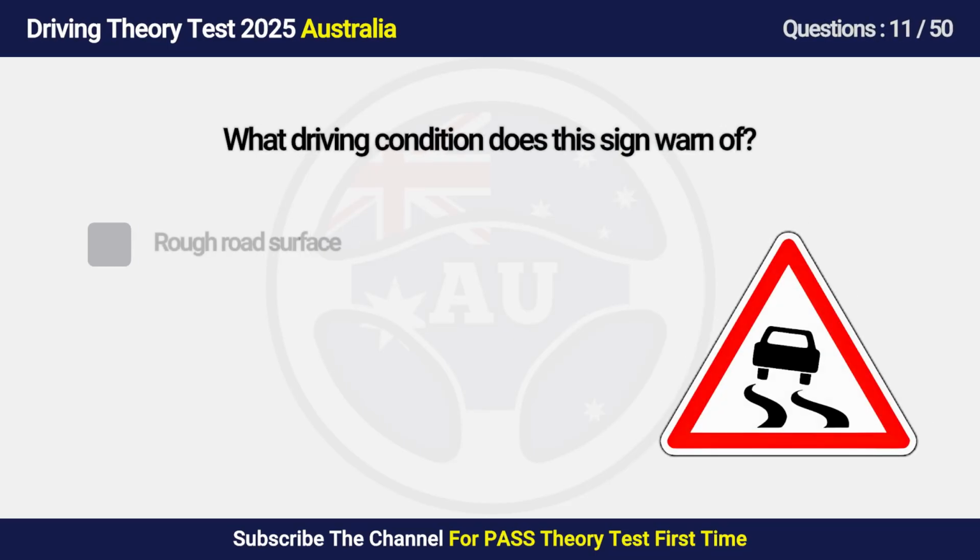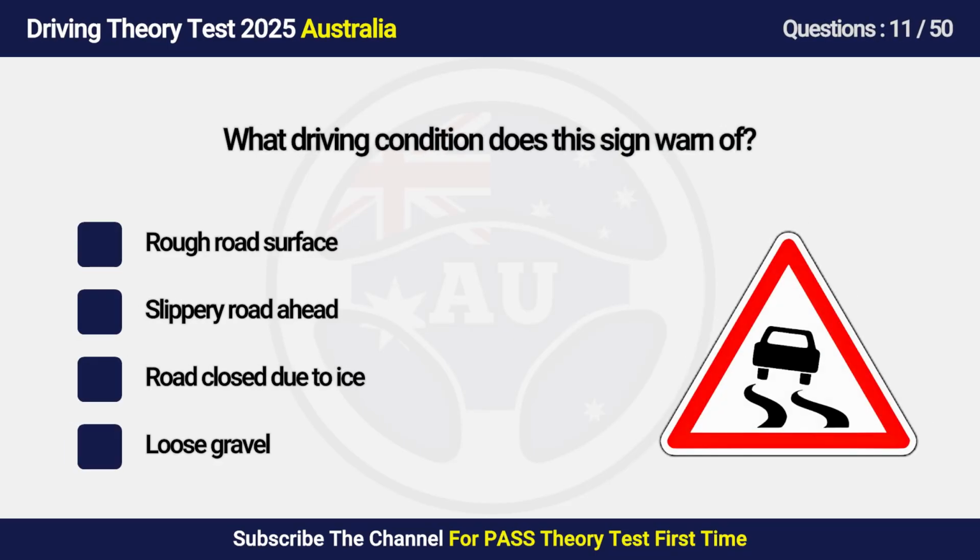Question 11. What driving condition does this sign warn of? A. Rough road surface. B. Slippery road ahead. C. Road closed due to ice. D. Loose gravel.